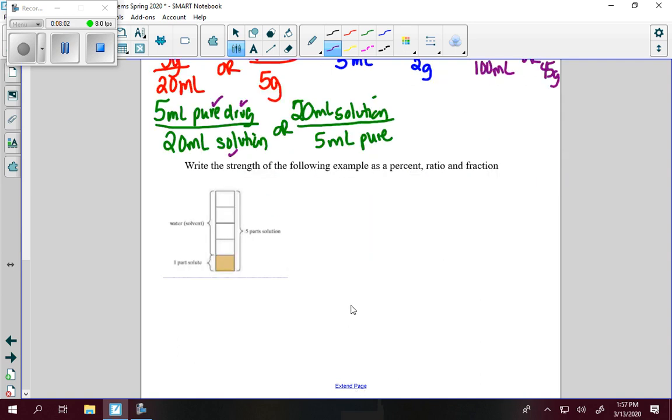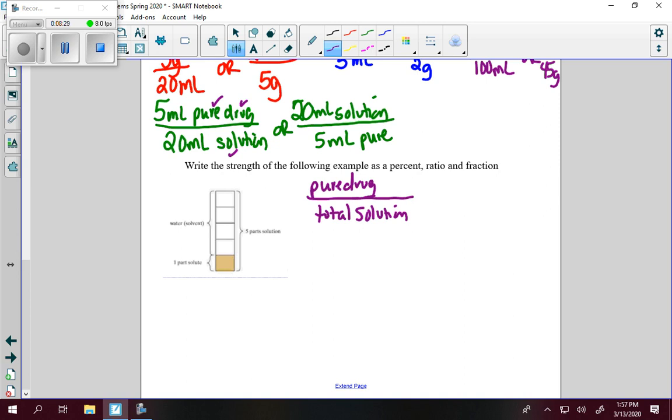So now I want you to try to write the strength of the following example as a percent, ratio, and fraction. To me, it's the easiest to write it as a fraction because I know that it's going to be the pure drug to total volume. Or, I don't like to use the word volume, I like to use the word solution. Because those are the words that you're going to see later in your word problems.